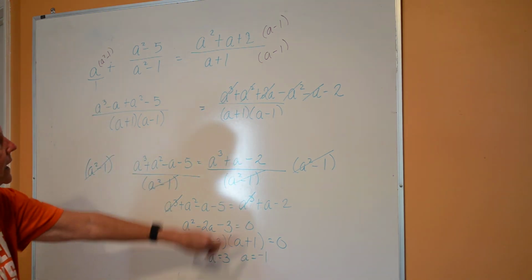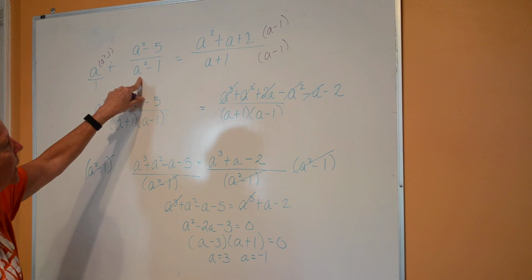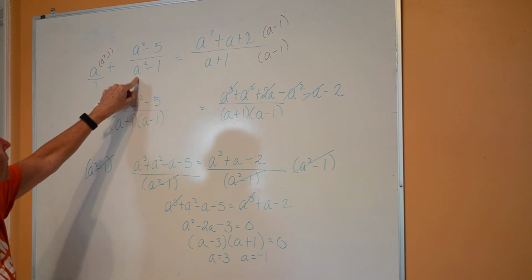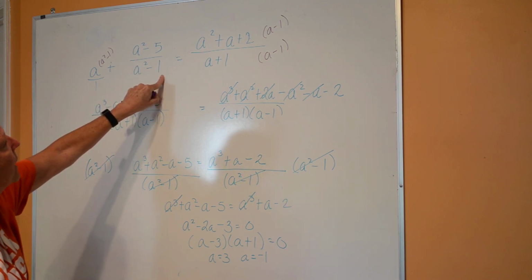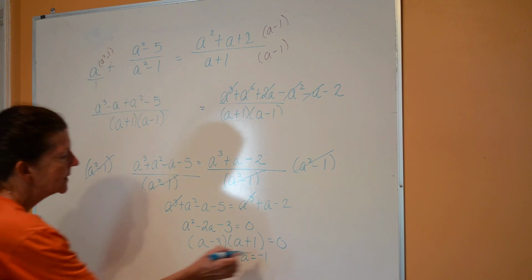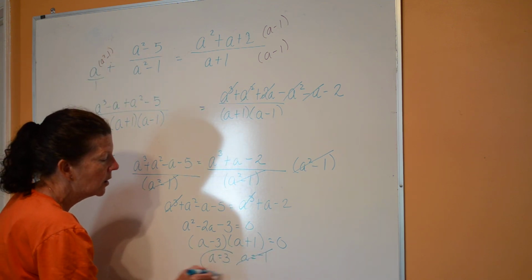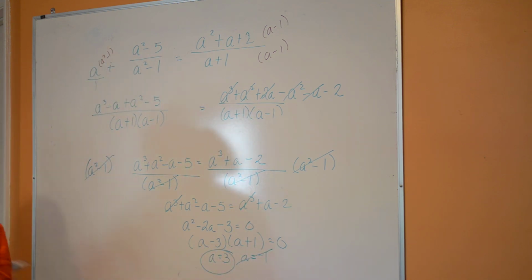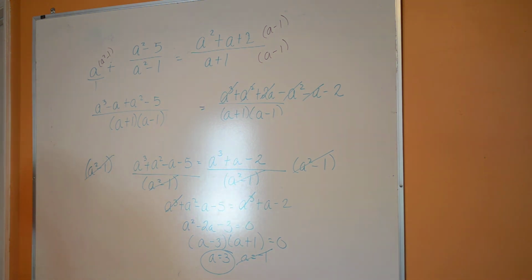Now, if I plug in negative 1 though, look what happens when I plug in negative 1. Negative 1 squared is 1. 1 minus 1 is 0. That makes that undefined. Therefore, that does not work. But the A equals 3 does work.